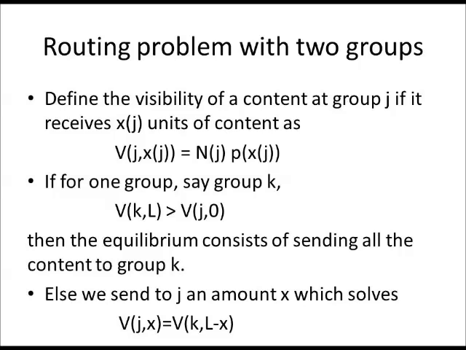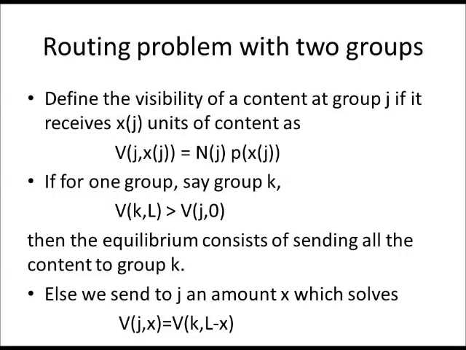For one group, say group k, the visibility when sending all content to it is greater than the visibility on the other group. Note that here we deal with utilities that we maximize and not with costs that we minimize, and therefore the definition of the Wardrop equilibrium here is that a constellation is Wardrop if along all paths that are used the utility is maximized and is the same.